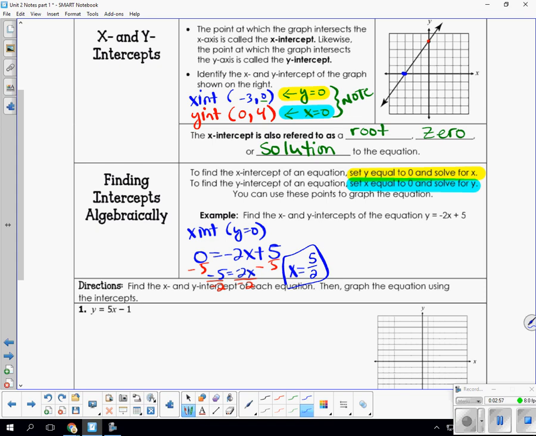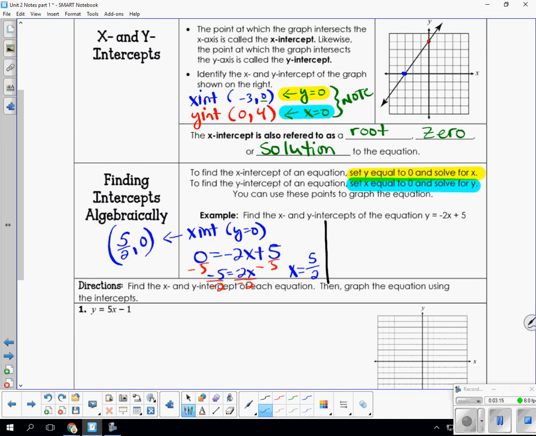And we can also write that as an ordered pair. So my ordered pair for my x-intercept is going to be 5/2, 0. So it can be written either way, actually.